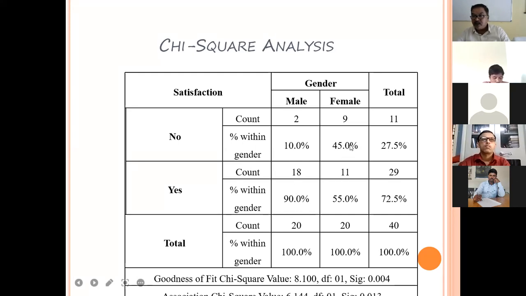Whereas, as far as female is concerned, out of 20, 9 have said no. 11 have said yes. So then I conclude that the probability of the class becoming more interesting and good is more for the male compared to female. So therefore, I have to use some techniques or tactics to reach out to the female participants also.